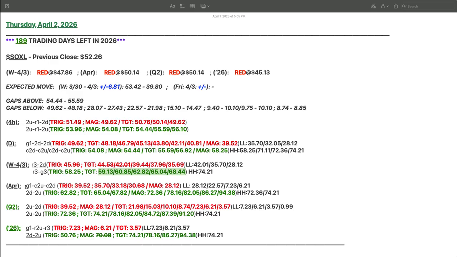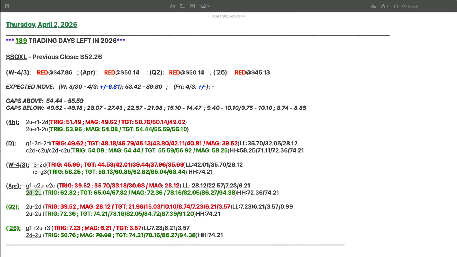With the new month, we have a possibility of a 1 combo 2 up, combo 2 down. Should we get below that 39.52 level, the magnitude for that move is 28.12. But again, it is quite a large move. So we do have some intermediate targets there for you on the way down.